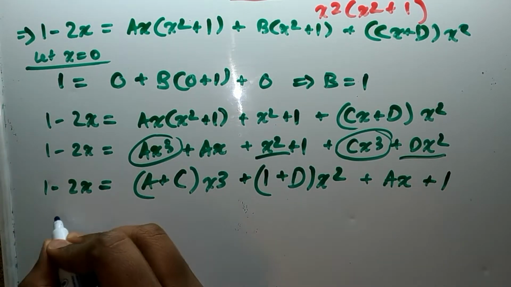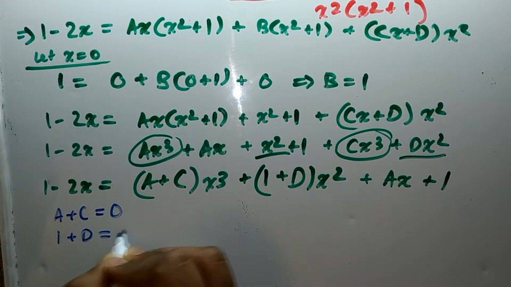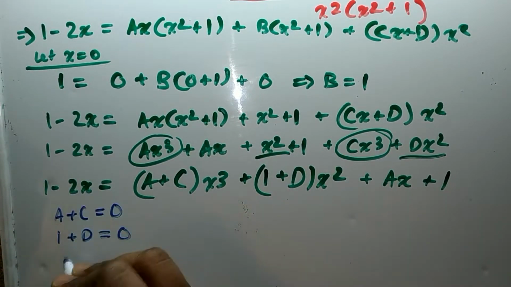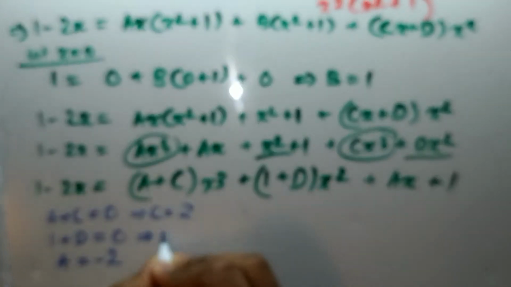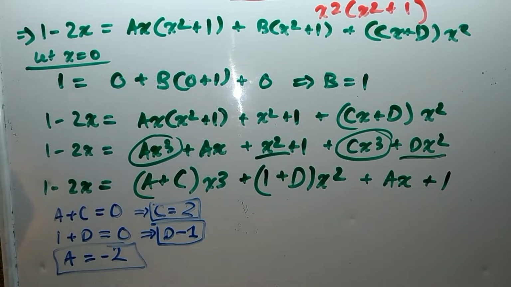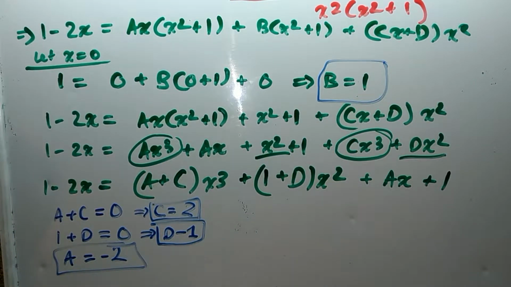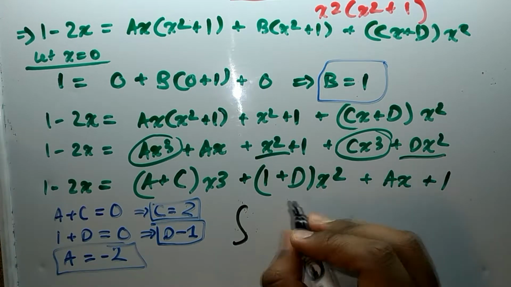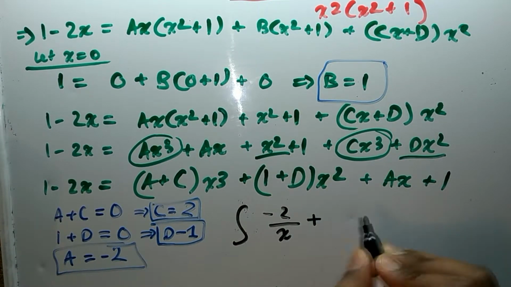So now you have a bunch of linear systems that you can make. So a plus c, well, there's no x cubed terms on the left hand side, so it's going to be equal to 0. Similar story for 1 plus d, there's no x squared terms, so it's 0. And there's only one x term, it's -2, so we know that a is -2. And because we know a is -2, we can deduce from our first equation that c is equal to 2. And d, well, we can just take the 1 to the other side and make it -1.